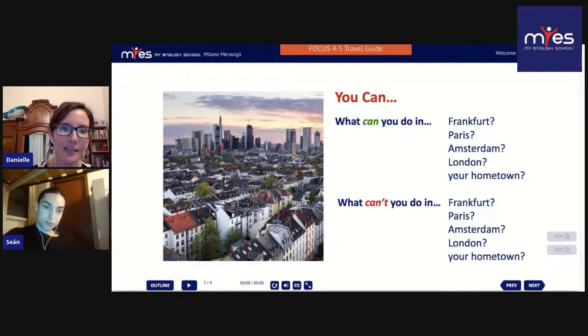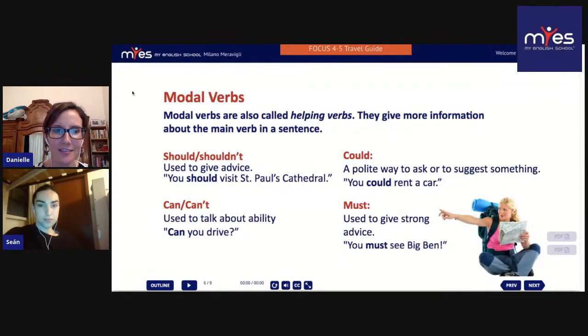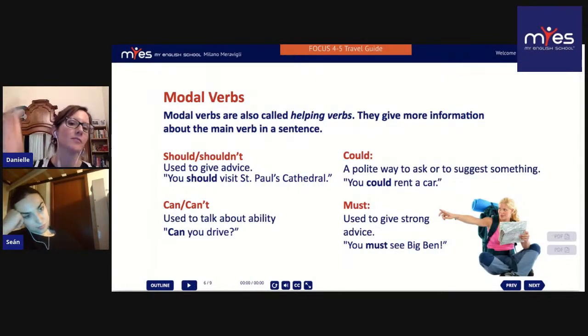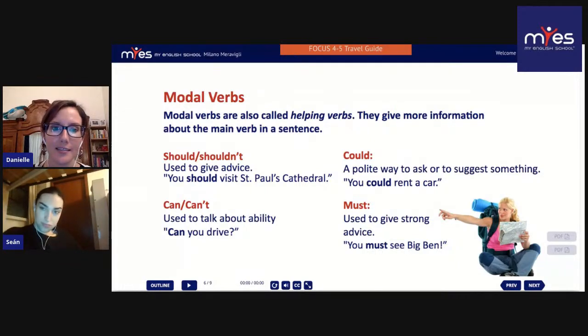All right. Well done, guys. You finished. The most important things from today are these modal verbs: should, shouldn't, could, must, can, can't. Like we said, it's just a little introduction to these modal verbs that you will do lots of as you move up the levels. But they're good words to remember to give advice or to ask for advice.